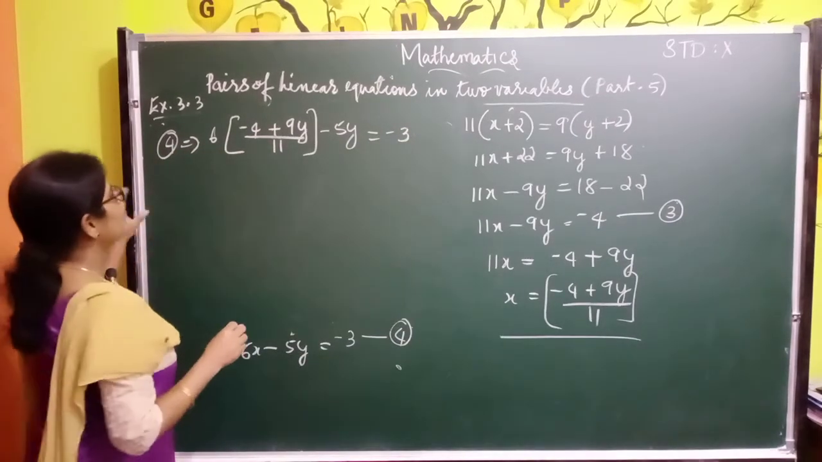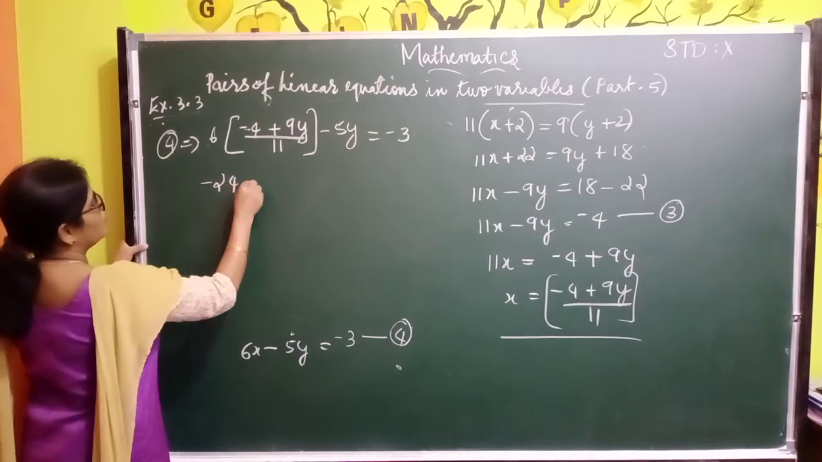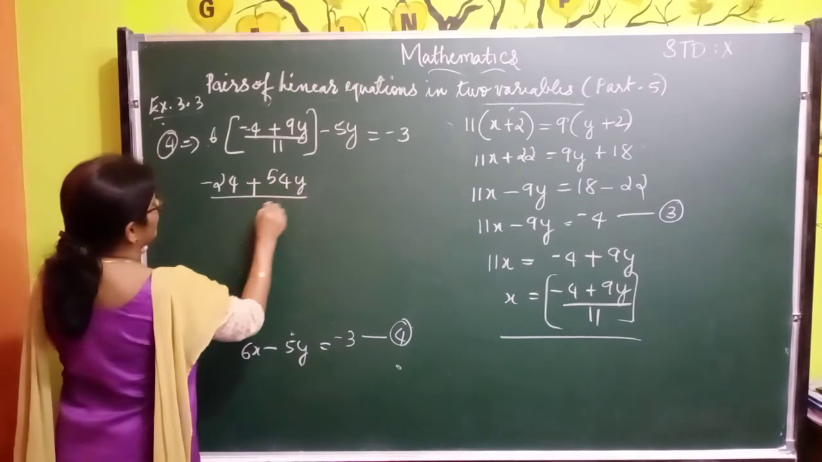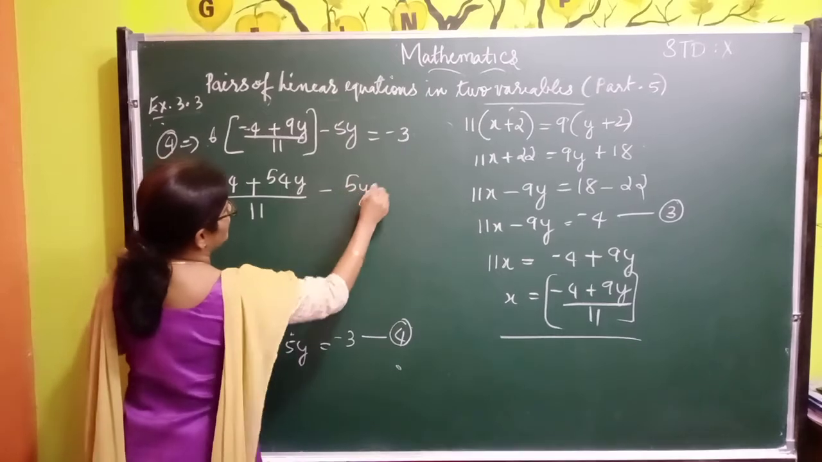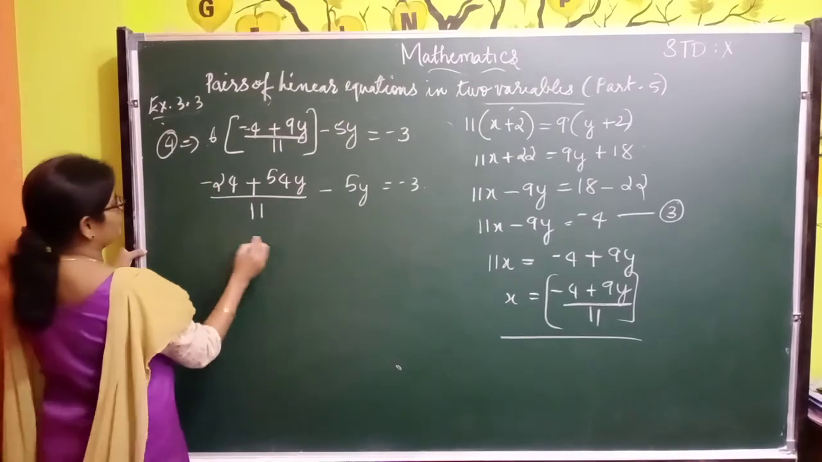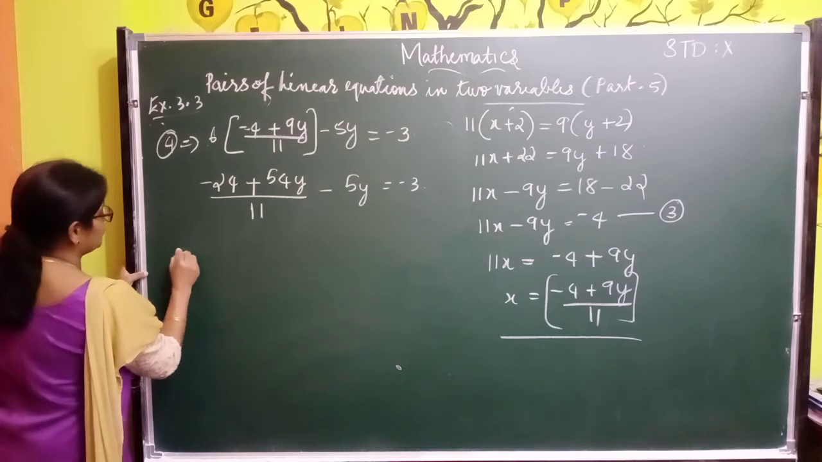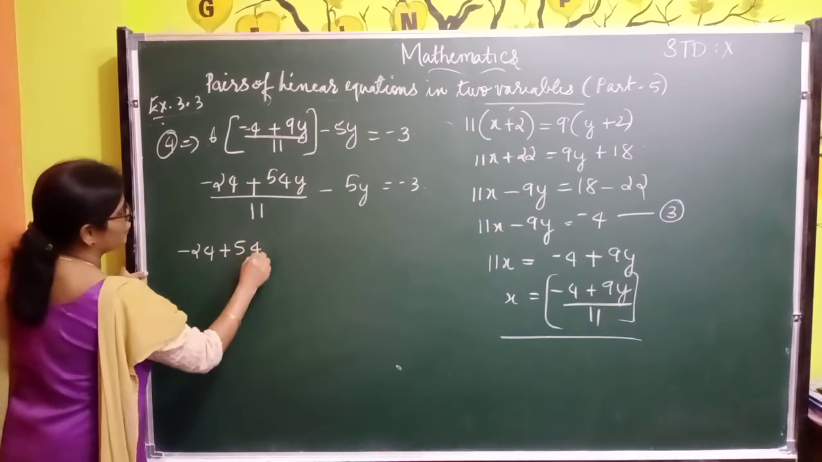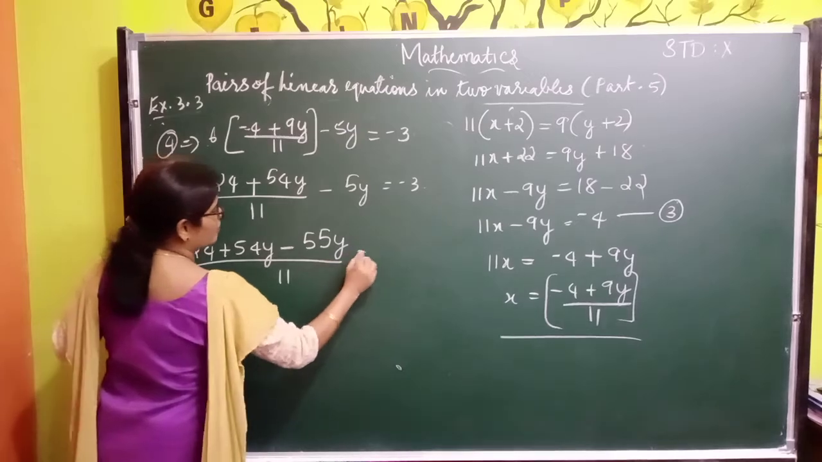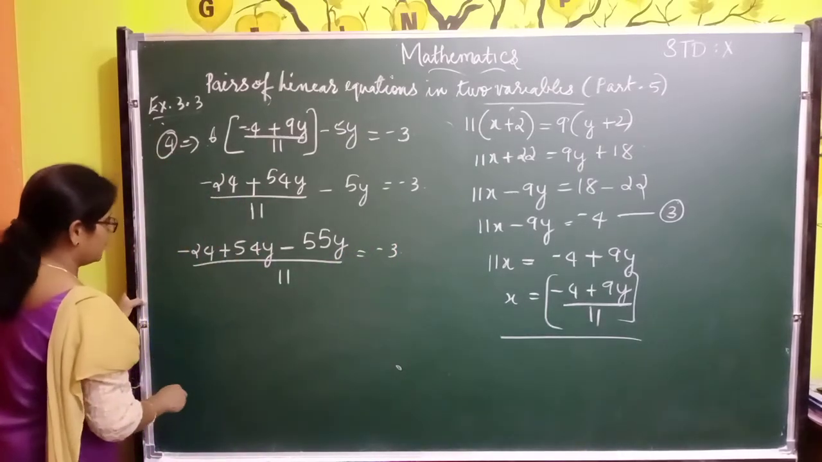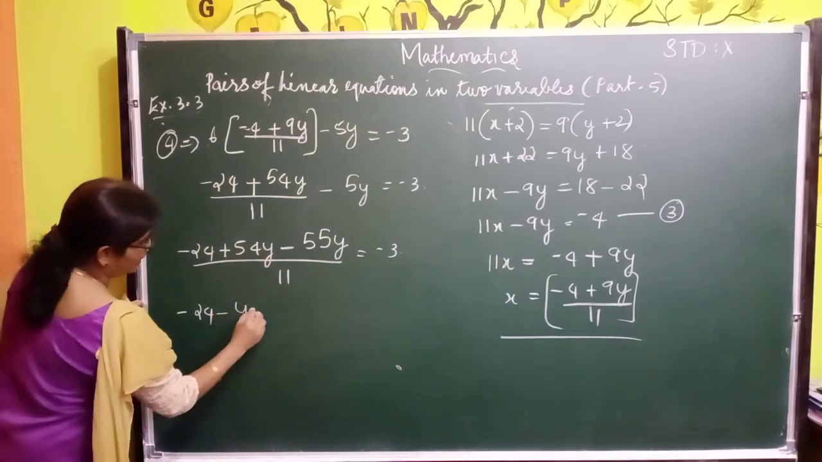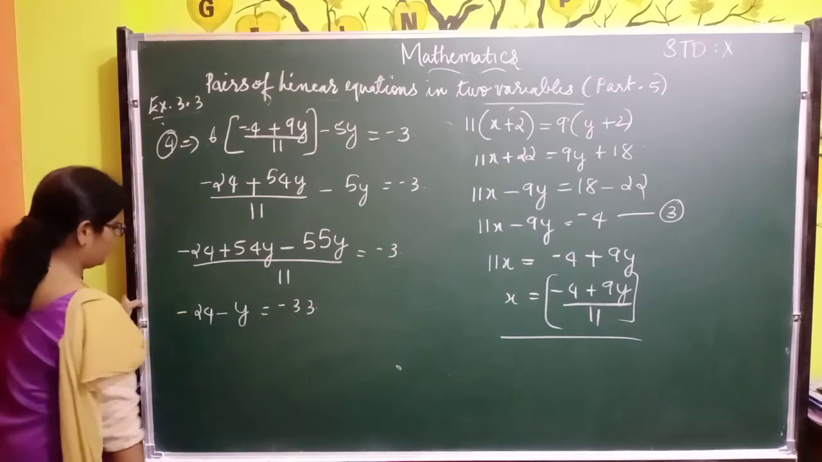Now, let us open the bracket. Minus 24 plus 54y by 11 minus 5y is equal to minus 3. So we have to take the LCM. So minus 24 plus 54y minus 55y by 11 equals minus 3. Let us cross multiply. Minus 24 plus 54y minus 55y is equal to minus 33. Minus y is equal to minus 33.